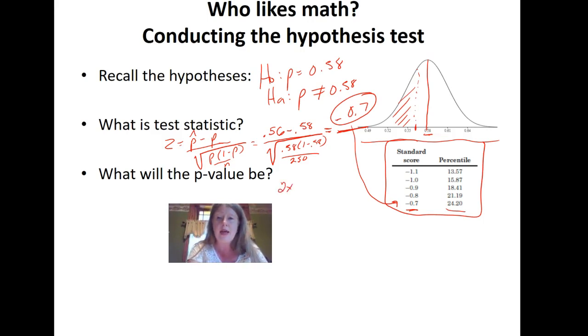So 2 times 24.20 is going to give me 48.40. Now that's a percentage or a percentile. I want this to be in the form of a probability, so I'm going to divide it by 100 to get 0.4840. That's going to be my p-value. So again, because our test statistic is negative here, we go to table B, find the percentile, multiply it by 2, and then divide the result by 100 to convert it to a probability.